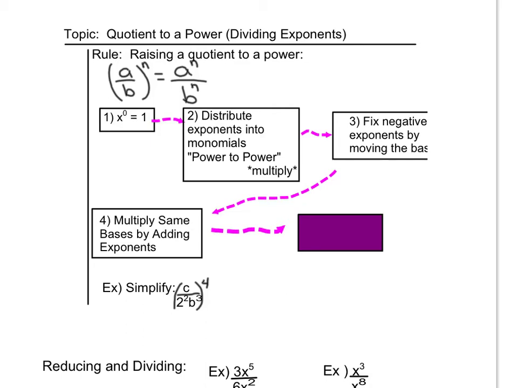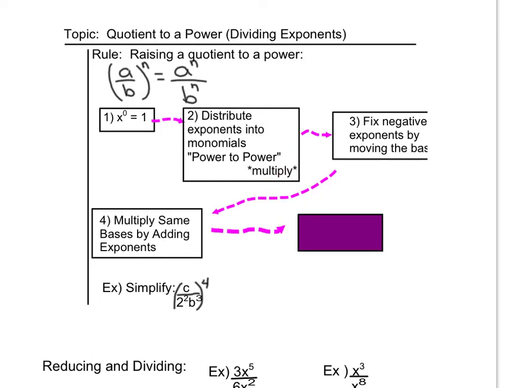As we continue to talk about simplifying exponents, the next thing we're going to talk about is what happens when we have a quotient to a power, or when we divide exponents. We talked about raising a quotient to a power the other day in class. I mentioned that it falls in terms of your flow map into step 2, so it's part of the distributing.